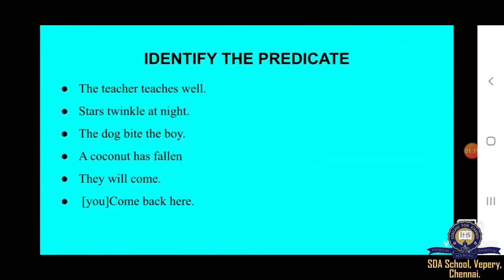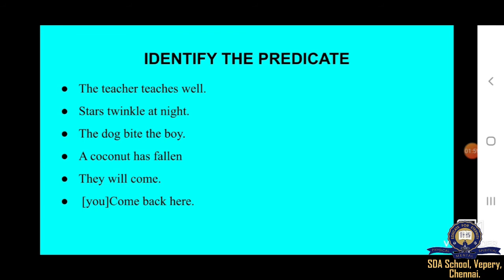Now, let's see how to identify the predicate. Children, identifying the predicate in a sentence, it's a very easy thing. The only thing you have to do is, first you have to find out the subject in a sentence. And the remaining part of a sentence, which contains everything other than the subject, is called predicate. So children, now are you all ready to identify the predicate? Okay, come on, let's identify a predicate in a sentence.